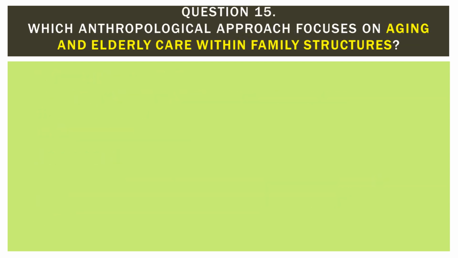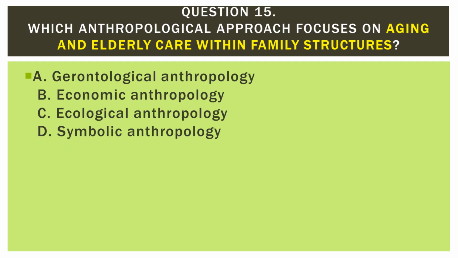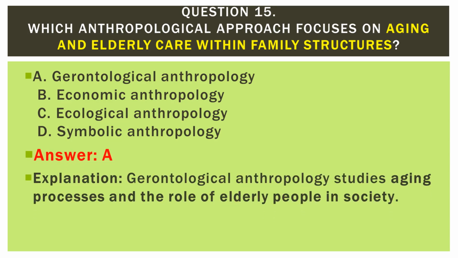Question 15. Which anthropological approach focuses on aging and elderly care within family structures? A. Gerontological anthropology. B. Economic anthropology. C. Ecological anthropology. D. Symbolic anthropology. Answer: A. Explanation: gerontological anthropology studies aging processes and the role of elderly people in society.